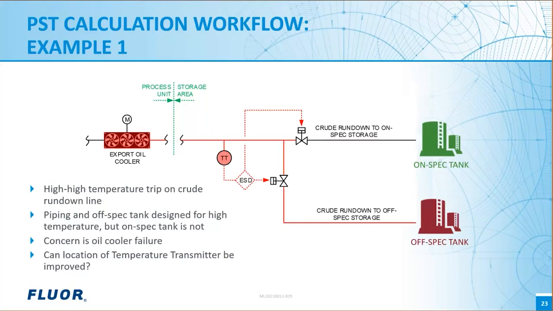I would also say it's a good example of a scenario where early consideration of process safety time might have led us to improve the design, perhaps by moving the temperature transmitter closer to the export oil cooler. And that would allow us to detect the high temperature much sooner. And that would obviously help us when it comes to doing our process safety time calculation.